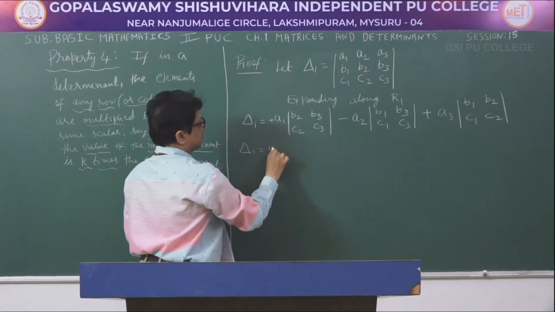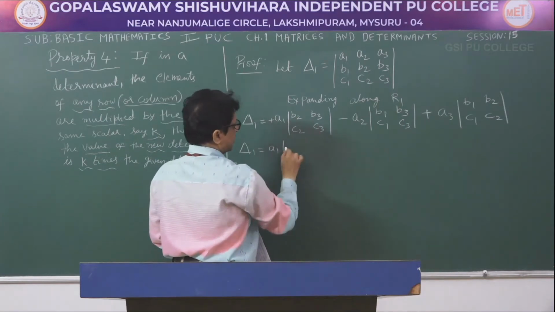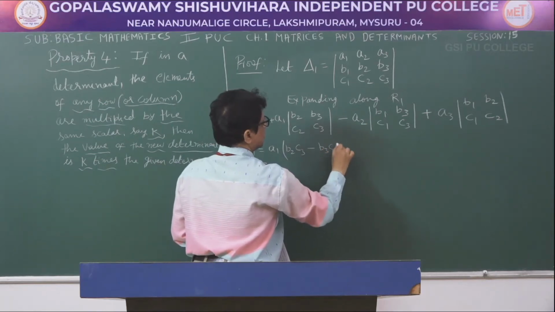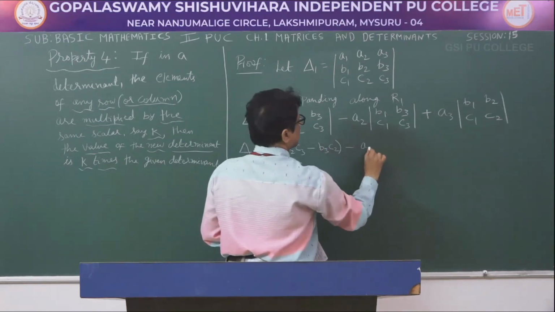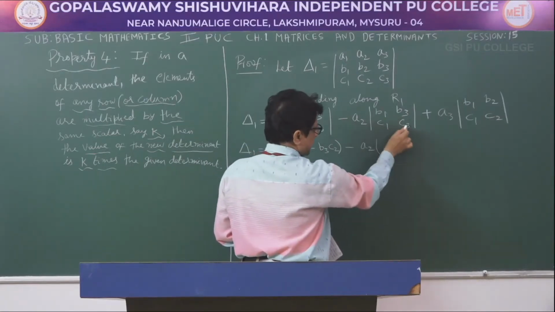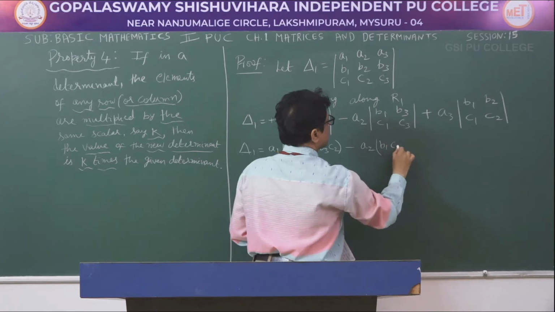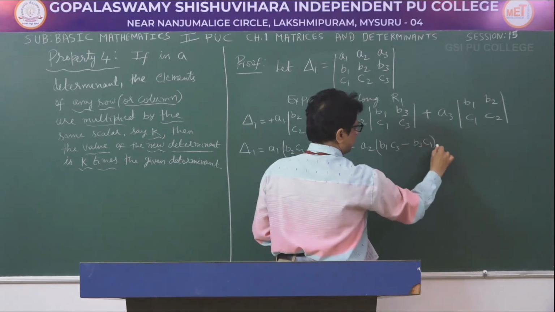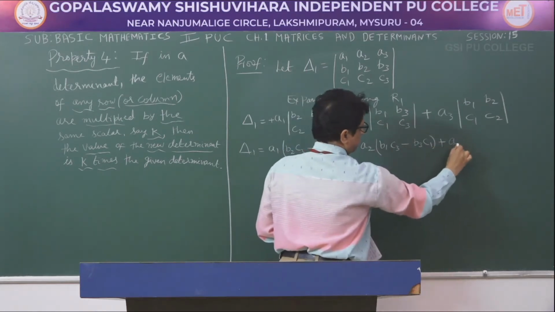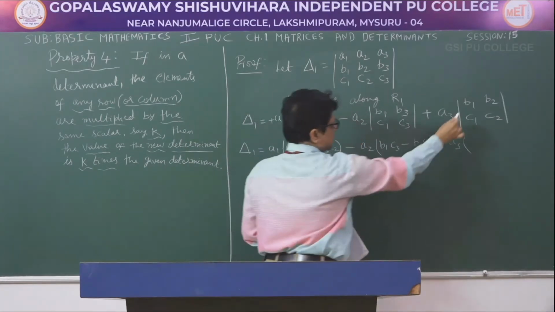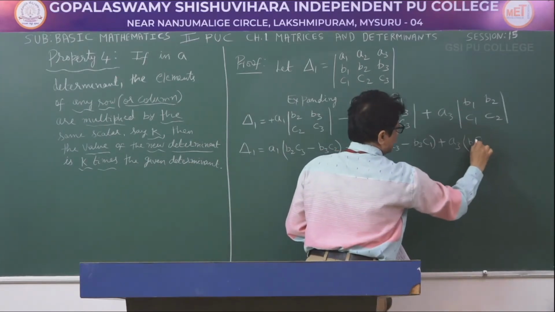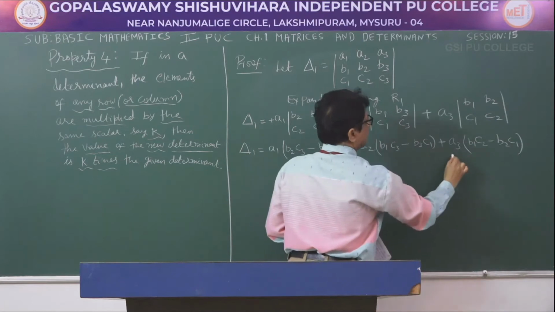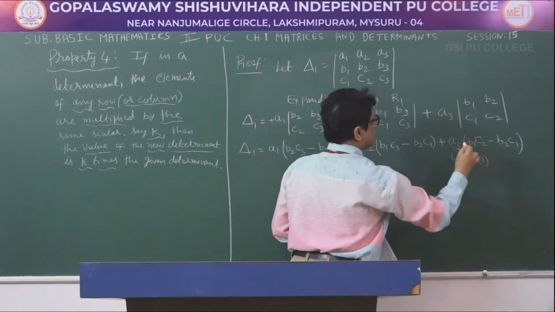So, delta 1 is equal to a1 into b2 c3 minus b3 c2, minus a2 into b1 c3 minus b3 c1, plus a3 into b1 c2 minus b2 c1. We call this as equation 1.